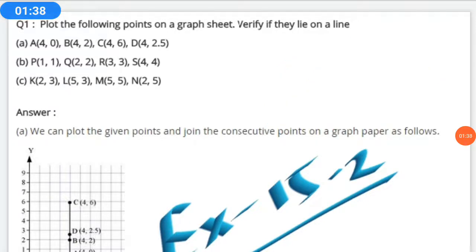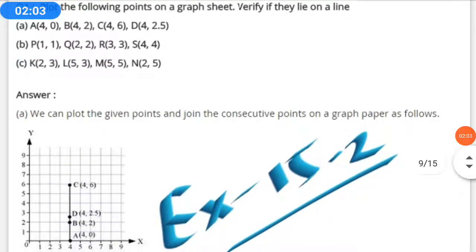So here the coordinates are A (4, 0), B (4, 2), C (4, 6), D (4, 2.5). Then P (1, 1), Q (2, 2), R (3, 3), S (4, 4). Then K (2, 3), L (5, 3), M (5, 5), N (2, 3). Like that the coordinates are given. Using these coordinates we have to answer. Okay, so let's see the first.